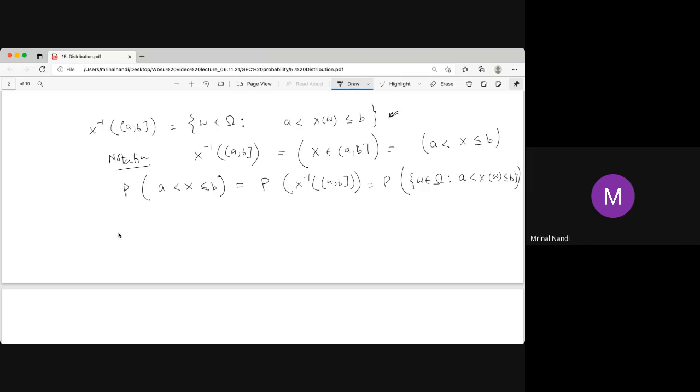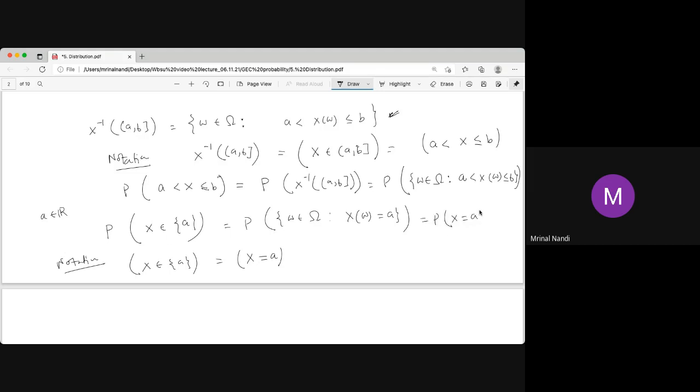And one more thing: sometimes we write X belongs to a single element A, where A belongs to R. That means it is the probability of the set of omega such that X of omega equals A. Now, this set by notation we write as X equals A, just X equal to A. So sometimes we call this the probability of X equal to A. It is not literally that X equals A, because X is a function.